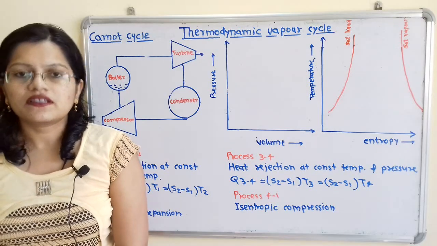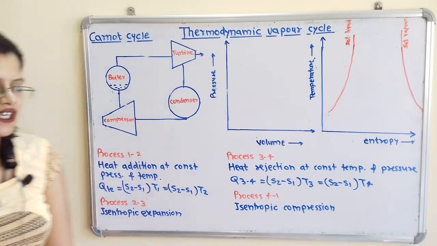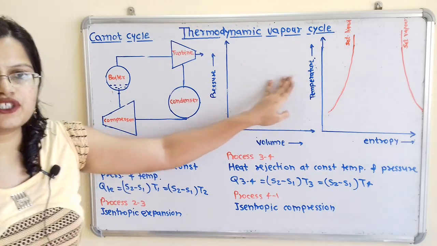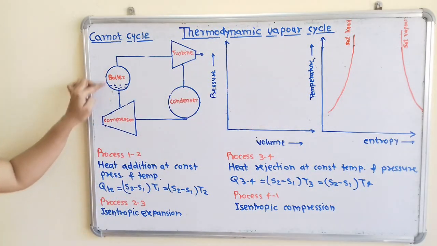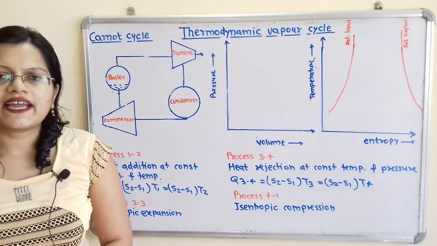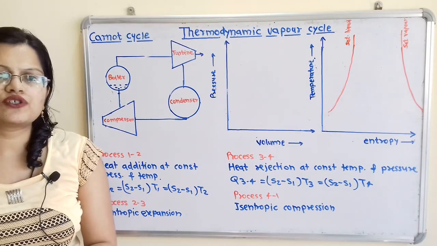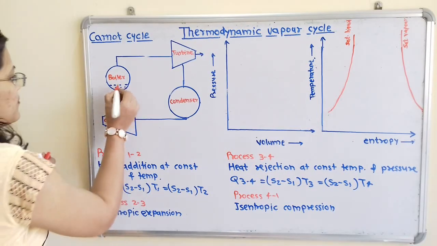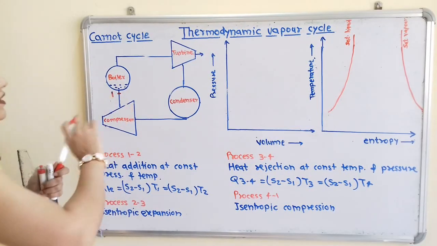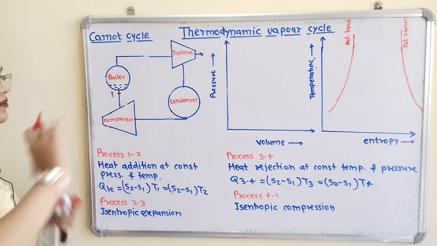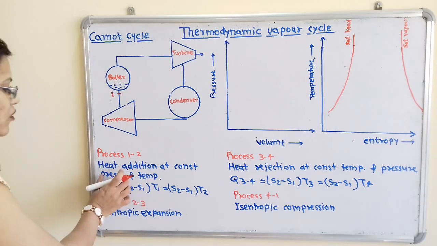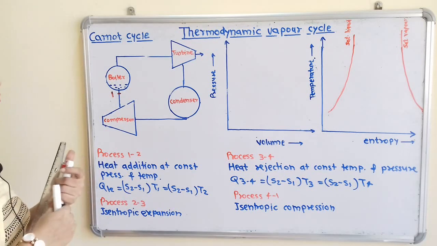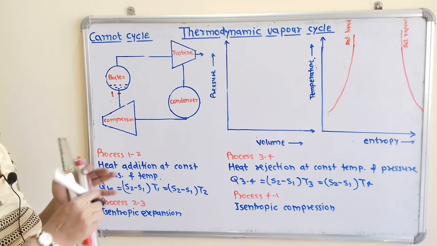We will consider 1 kilogram of saturated water at pressure P1, volume V1 and temperature T1 is entered inside this boiler. So at the entrance of the boiler we have to show here the point 1. So we will show here. In boiler, heat addition process is taking place at constant pressure and constant temperature. Now, how to show this process 1 to 2?